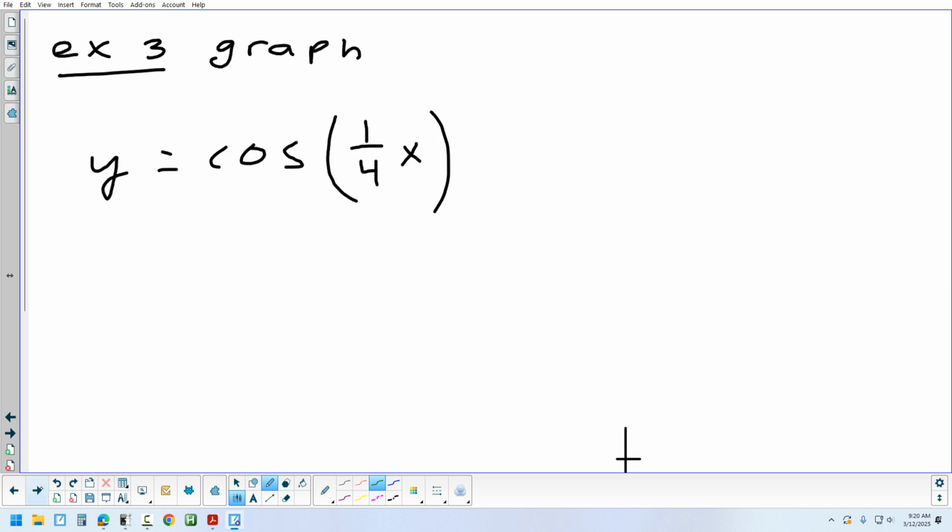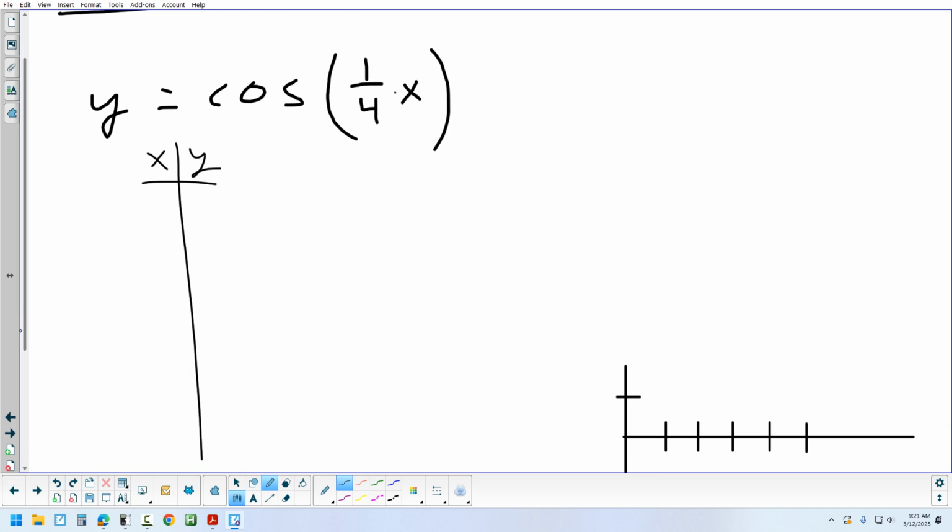Let's try this one. Cosine 1/4 x. First question, what tells me that this is going to be some kind of stretch? How do I know that that's going to be a type of stretch? Multiplication. That's all that tells you that it's going to be a stretch. Now, what tells me it's going to be horizontal? It's inside. If it was outside in multiplication, like putting a number in front, that's a stretch, but it's vertical. That's what we did yesterday.